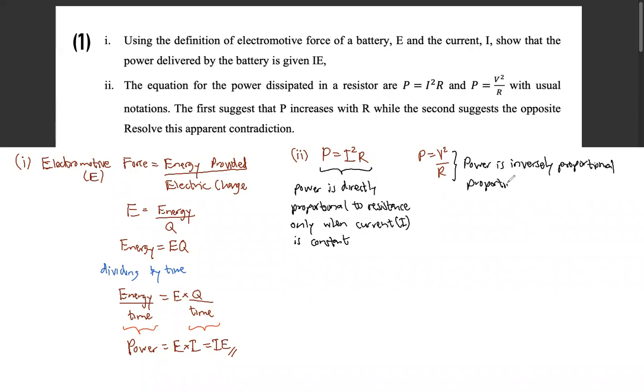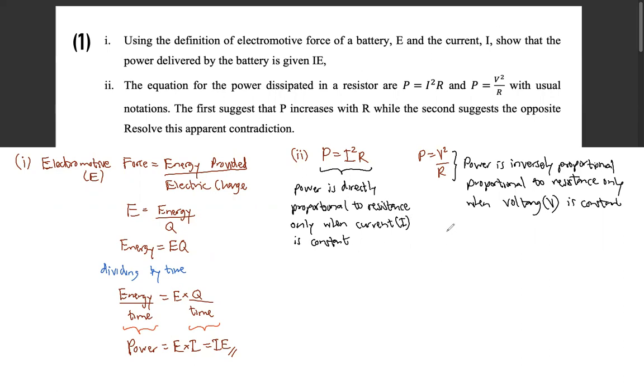Only when voltage V is constant. So you can't barely say that P is directly proportional to R, and you can't barely say that P is inversely proportional to 1 over R. You have to mention that the other quantity is constant. So what is the relationship between power and R, people?